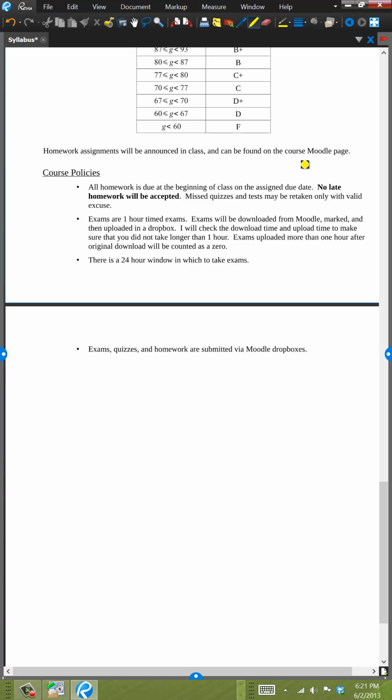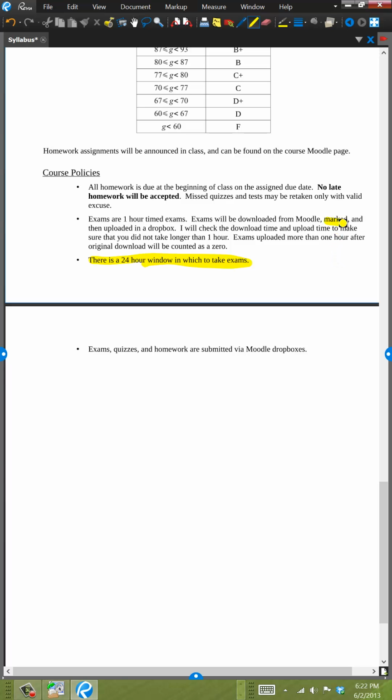Okay, exams are 1-hour timed exams. So the way this is going to work, you'll have a 24-hour window in which you can take the exam. Now to take the exam, there will be a PDF file on Moodle. You'll download the file from Moodle.